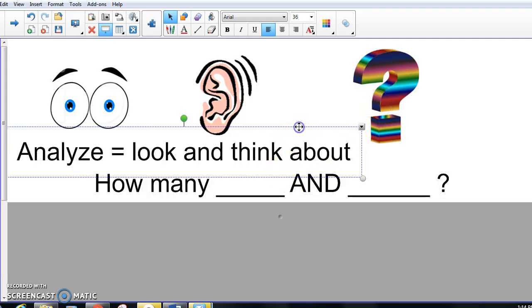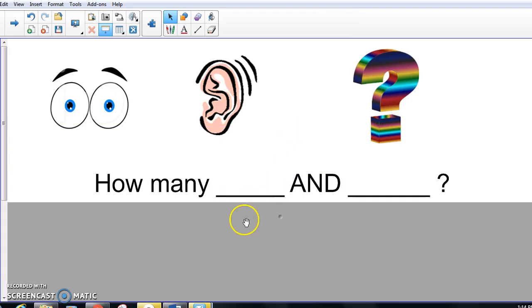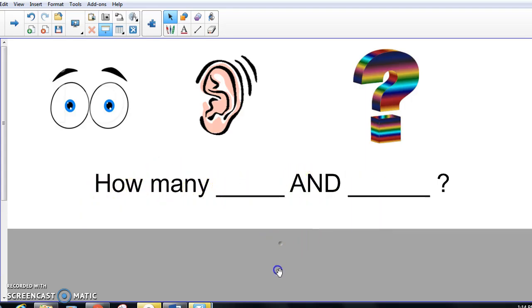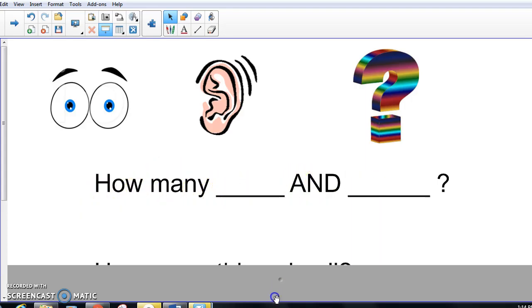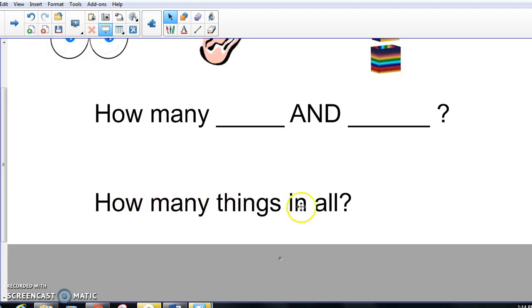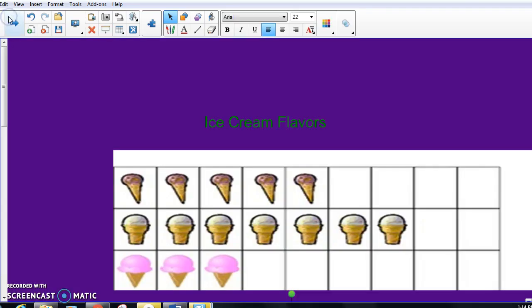The first question that we're going to listen to and think about today is how many of two different things. So the question will sound something like this: how many blank and blank? So if the graph is about oranges and apples, it would be how many oranges and apples. A second question that we're going to focus on is a question that asks how many things in all. So I'm going to talk to you about how to answer those two types of questions.